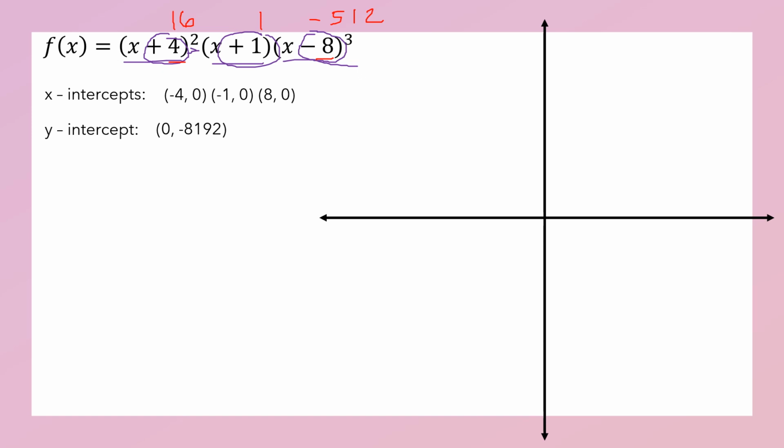First we do have negative 4, 0. So there is negative 4, 0 approximately, of course located on the left side of our x-axis, followed by negative 1, 0. Negative 1 is closer to our origin. Then followed by 8, 0, which is on the right side of our Cartesian coordinate plane, so approximately on this part. Next is the y-intercept, 0, negative 8,192.